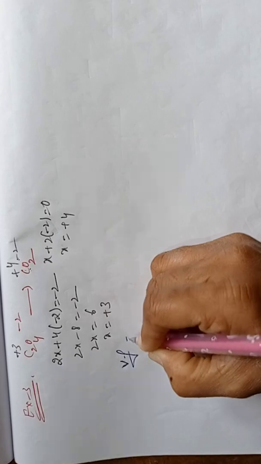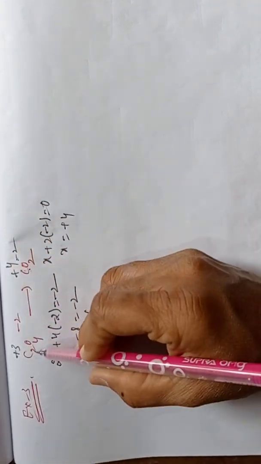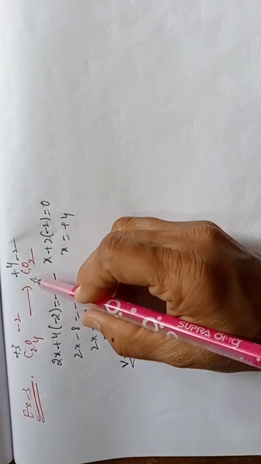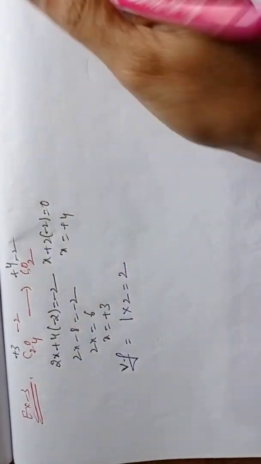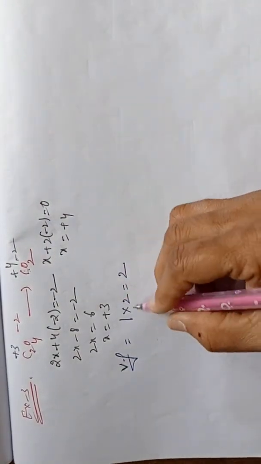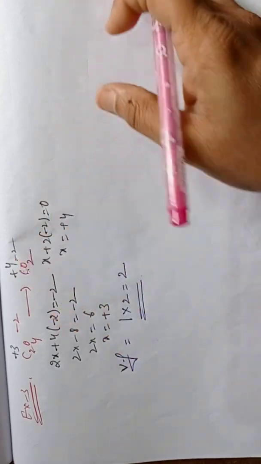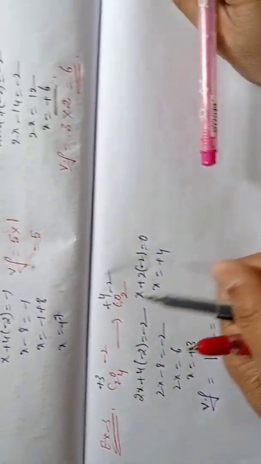The valency factor is equal to the change in the oxidation number, which is 1. And here how many carbon atoms are there? Here 2 are there, and here 1 is there. To balance that, you have to multiply with 2. That is the formula: change in oxidation number into number of atoms. So 1 into 2 is equal to 2. So this is the valency factor of the oxalate ion. Are you following?